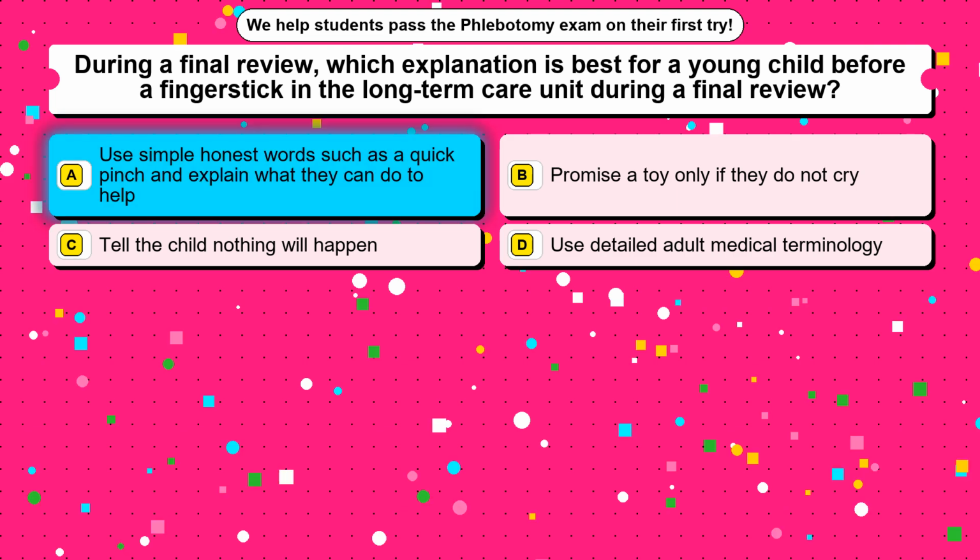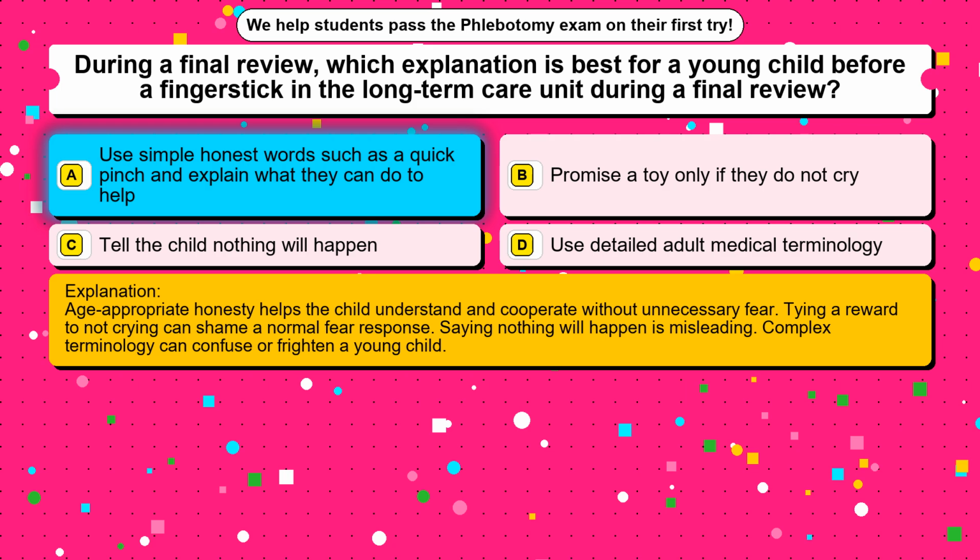The correct answer is option A. Use simple honest words such as a quick pinch and explain what they can do to help. Age-appropriate honesty helps the child understand and cooperate without unnecessary fear. Tying a reward to not crying can shame a normal fear response. Saying nothing will happen is misleading. Complex terminology can confuse or frighten a young child.